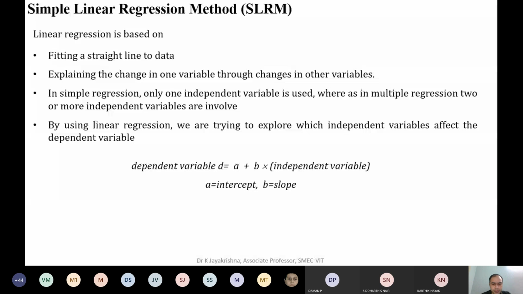Okay, so are you able to understand? The dependent variable d is equal to a plus b into the independent variable. The independent variable is x, so a is the intercept and b is the slope. You can note down this formula, please. As I told you, there is going to be one dependent variable and another one is the independent variable. Sorry, I mentioned value, it's variable.